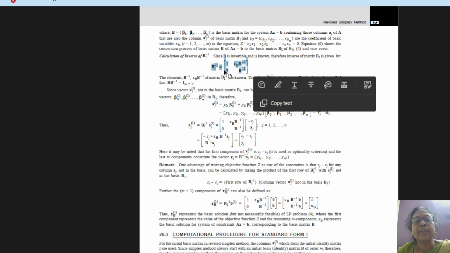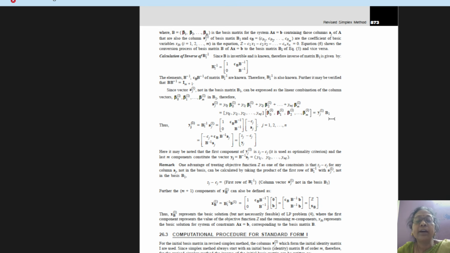B1 inverse is nothing but the matrix with 1, CB B inverse, and 0, B inverse, where 1 represents the unit identity element, CB is nothing but the cost of the basis, and B inverse is nothing but the inverse of the basic matrix. The basis elements have linearly independent column vectors. The basis matrix which forms an identity matrix is said to be the basis. So we can find your basis inverse.